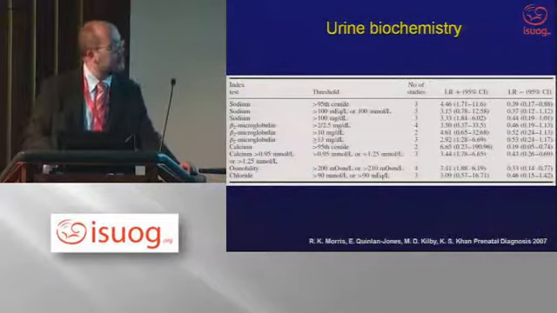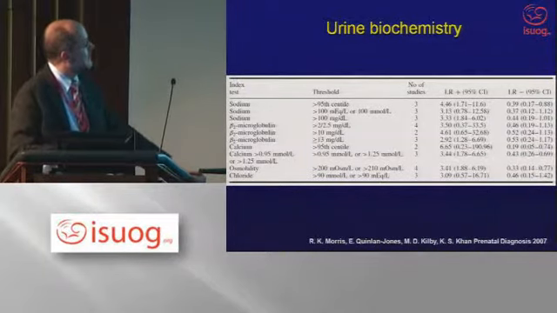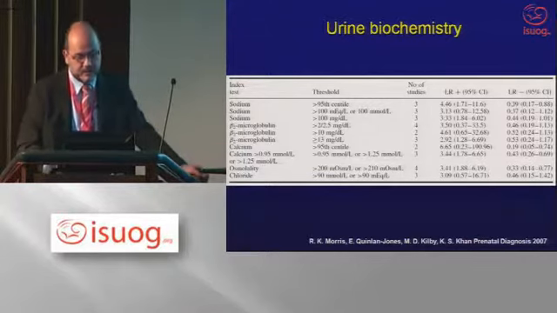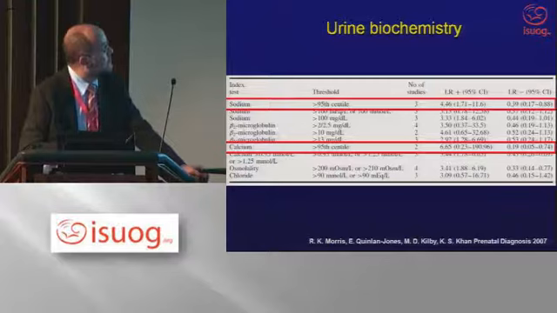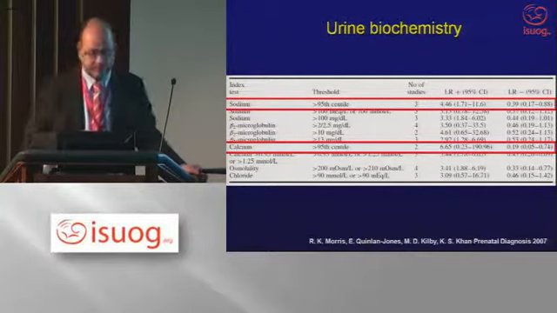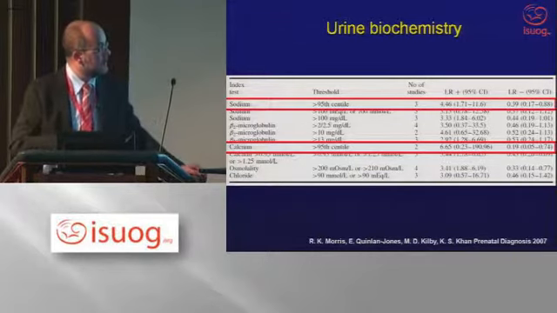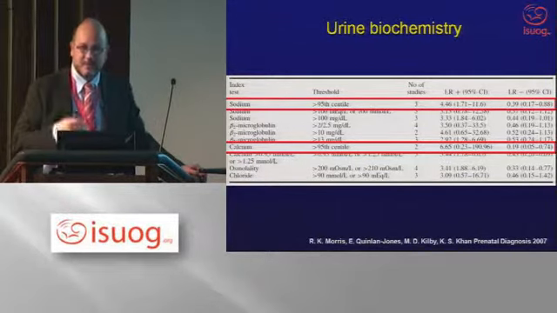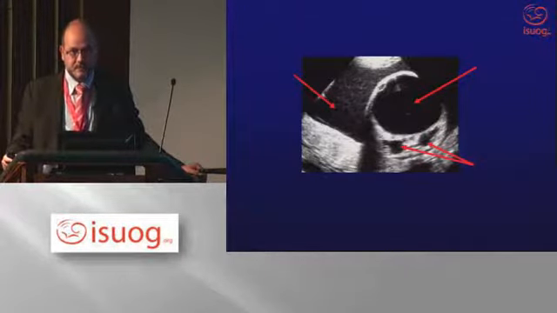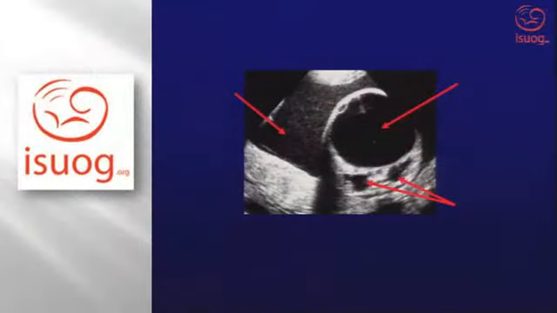The group from Birmingham who are running the trial have also done a meta-analysis of urine biochemistry in prediction of poor prognosis, and they suggest that a sodium level which is above the 95th centile and a calcium level which is above the 95th centile have the highest prognostic indication for poor renal function, but the likelihood ratios are not terribly high, so not an enormously useful sign. So that's that about urethral obstruction.